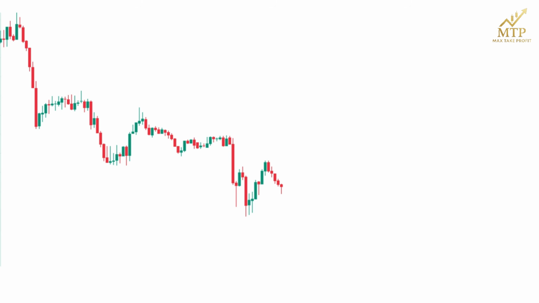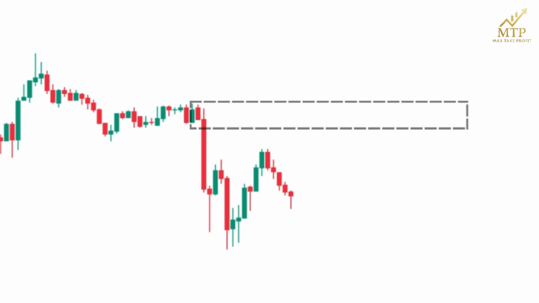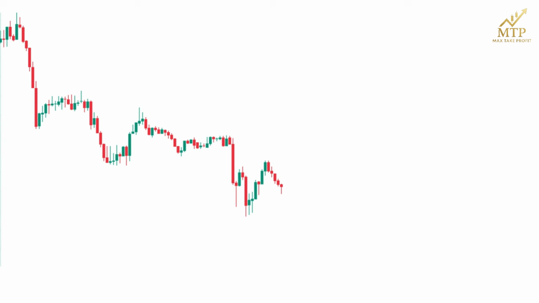Step 3, spot the institutional or confluence zones. Now comes the interesting part. Once you've found the liquidity, look just above or below it, depending on your trend. In an uptrend, focus below liquidity. In a downtrend, focus above liquidity. Inside these areas, look for institutional footprints, things like order blocks, fair value gaps, or strong support and resistance zones. These are your high probability zones where institutions are likely to react and reject price.